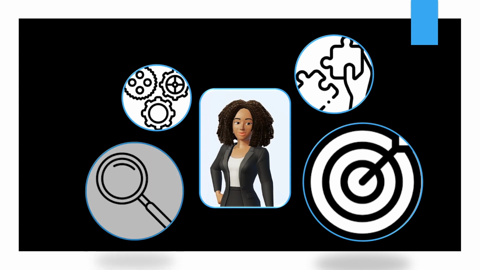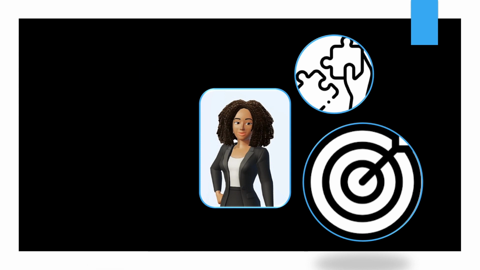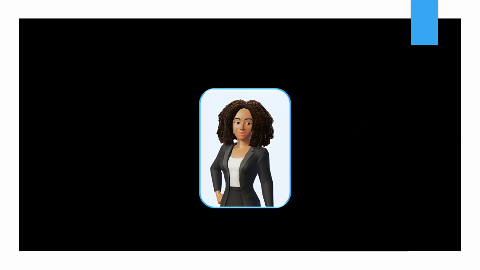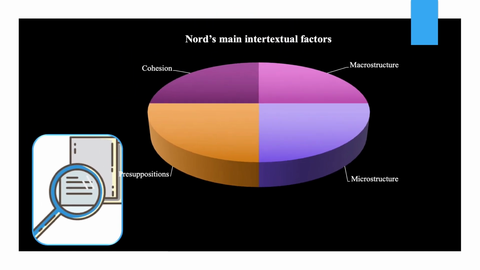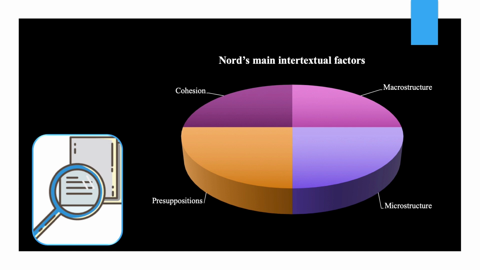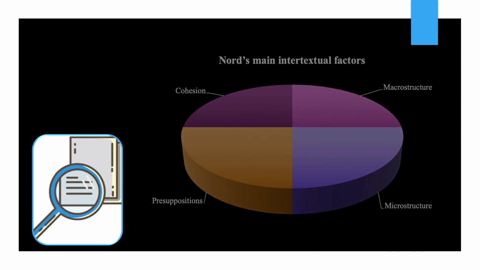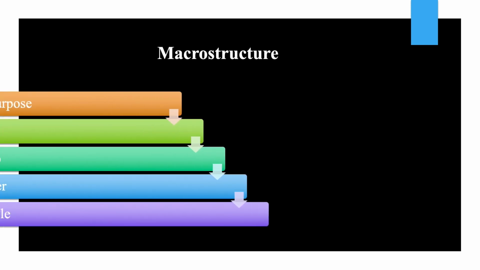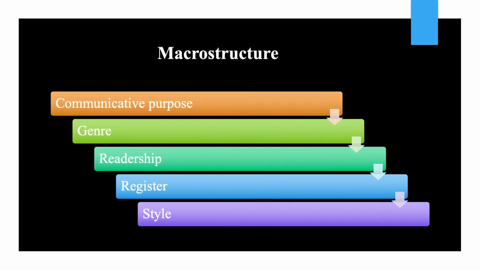during my translation studies. As far as the source text analysis is concerned, I started by accurately reading the source text so as to examine its main features, focusing on some of Nord's main intertextual factors, namely composition divided in macrostructure and microstructure, presuppositions, and cohesion. The first element I decided to analyze was macrostructure, and therefore communicative purpose, genre, readership, register, and style.